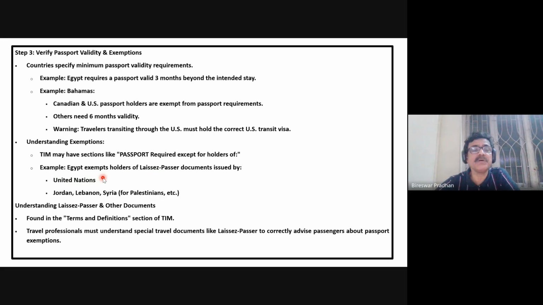Example, Egypt exempts holders of the laissez-passer document issued by the United Nations, Jordan, and Lebanon. Understand the laissez-passer and other documents found in the terms and conditions section of TIMATIC. It is very necessary to understand. Travel professionals must understand special travel documents like the laissez-passer to correctly advise passengers about passport exemption. So it is advisable to read properly and understand.